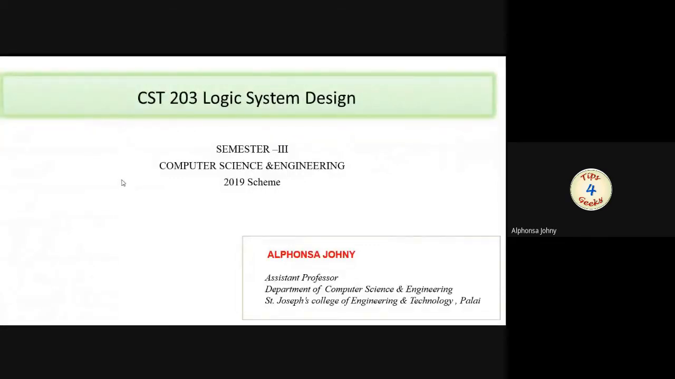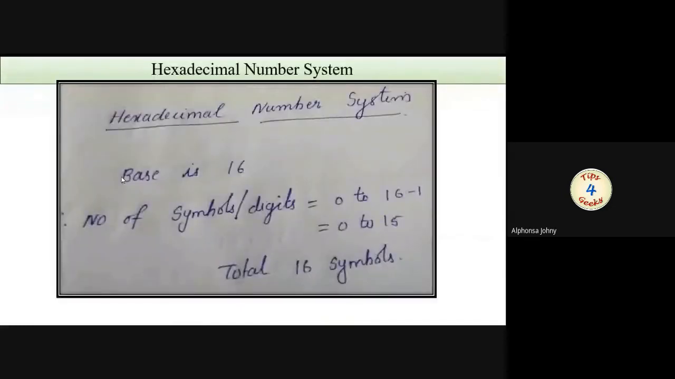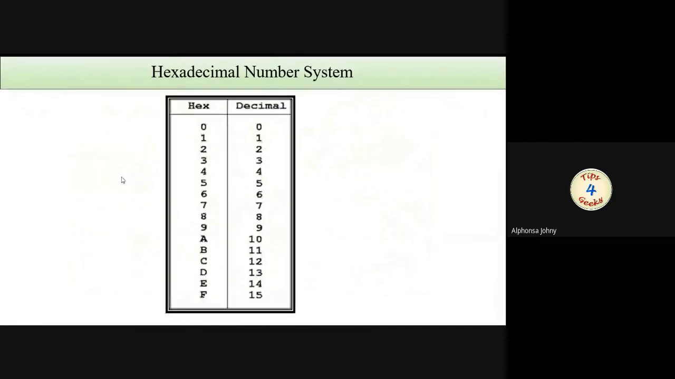Hi students, in this lecture we are discussing the hexadecimal number system. The base or radix of the hexadecimal number system is 16. So there are 16 different symbols or digits to form the numbers in this hexadecimal number system, and these numbers range from 0 to 15. So we can look at how these numbers are arranged.